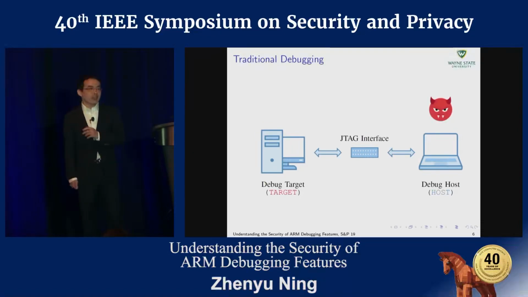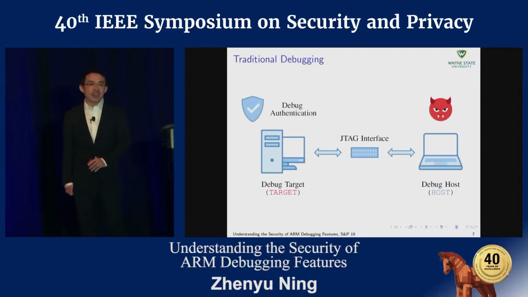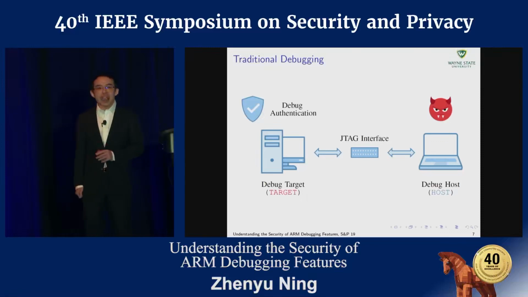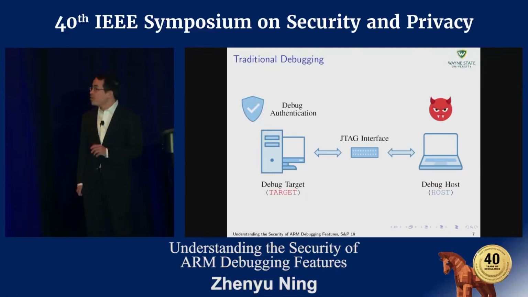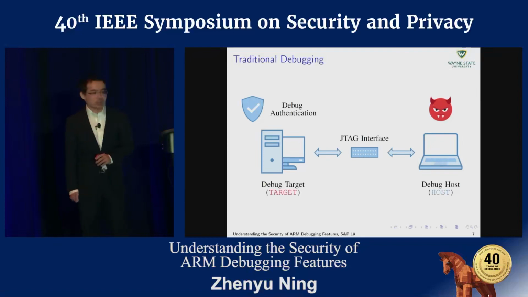So to defend against the malicious host, ARM designs the debug authentication mechanism. In this mechanism, it will decide whether the hardware debugging is allowed or not. So if the hardware debugging is disabled on the debug target, then the malicious host cannot access any debugging features of the debug target.